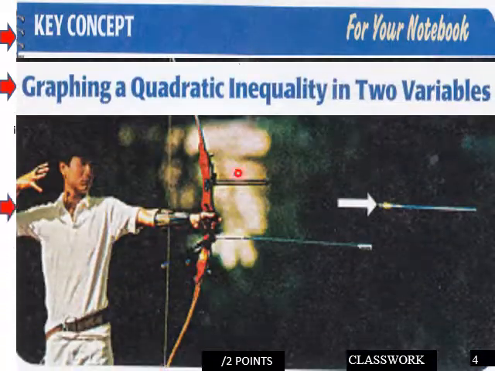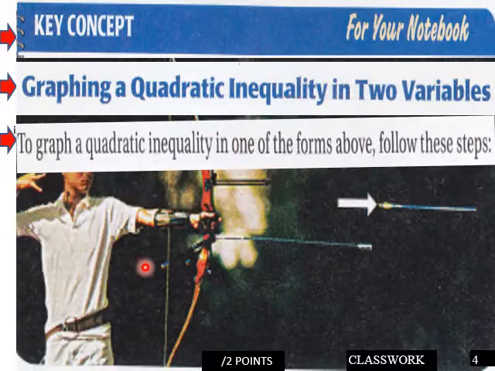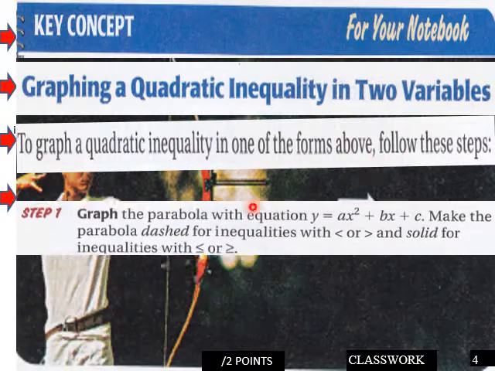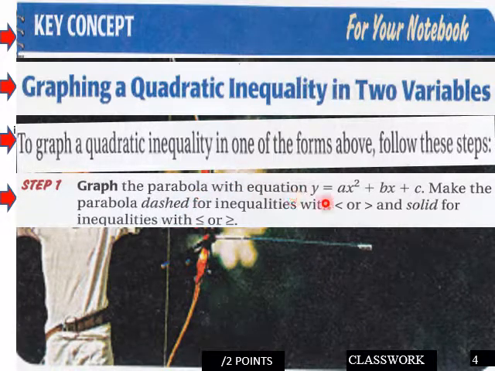Okay, key concept here. Graphing a quadratic inequality in two variables. To graph a quadratic inequality of one of the forms above, follow these steps. Graph the parabola. Make the parabola dashed for inequalities with less than or greater than, and solid for the inclusive inequalities, less than or equal and greater than or equal.